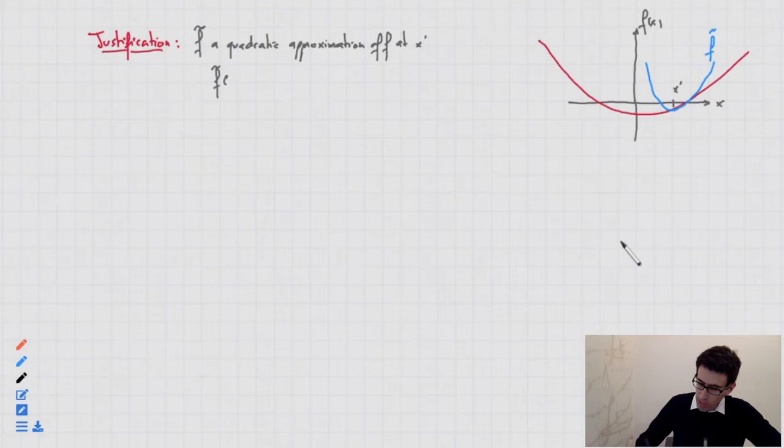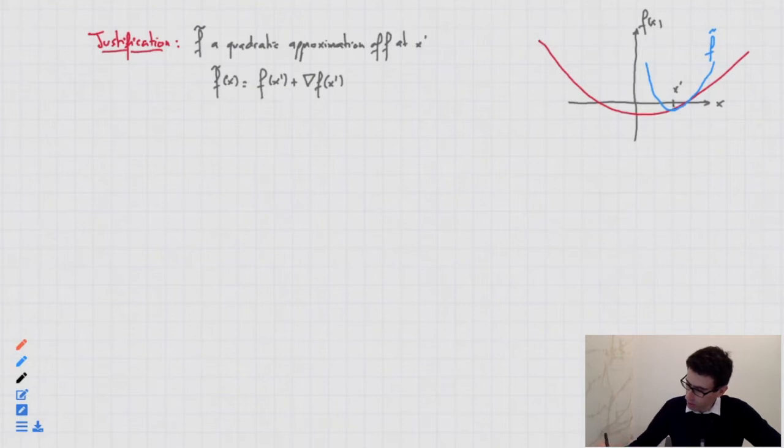And so what it means is that I'm going to write f tilde of x as follows. It's going to be f of x prime plus the first order term in my Taylor series, the gradient of f at x prime. I should be a bit careful. Let me make sure I use the right terminology. So I want to find an approximation at x prime. Let me call that x star rather than x prime. So I'm going to call that x star.